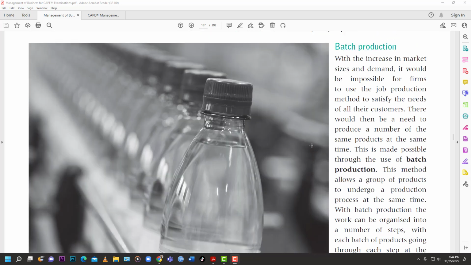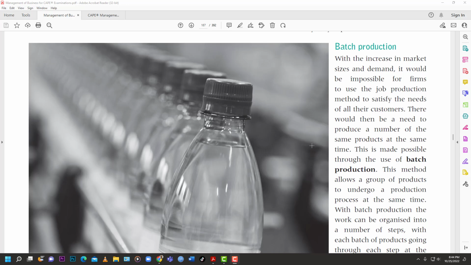Batch production, on the other hand, we know what batch is. You produce certain items in batches, right? For example, maybe you have a batch of 100. You produce 100, put it aside. Produce the next 100, put it aside. So that's a batch right there. A batch of drinks, a batch of products, food, whatever.